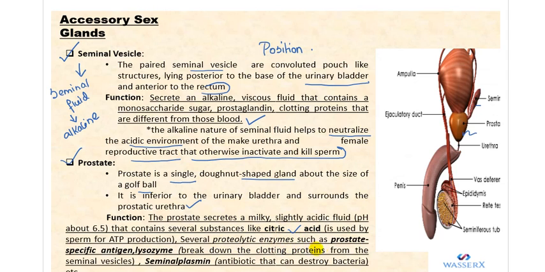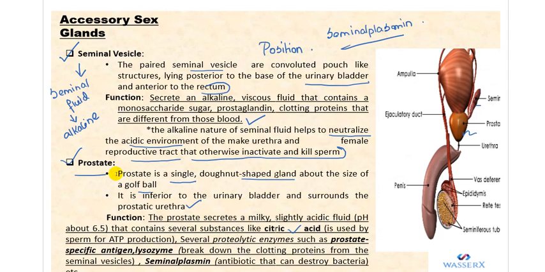Several proteolytic enzymes such as prostate specific antigen and lysozyme. So what is the function of lysozyme? It breaks down the clotting proteins from the seminal vesicles. And the seminalplasmin, okay, is an antibiotic that can destroy bacteria. So there is an antibiotic present here. What is the name? You should remember this, seminalplasmin, right? It's very important. You need to remember this name. It is an antibiotic present in the fluid secreted by the prostate.